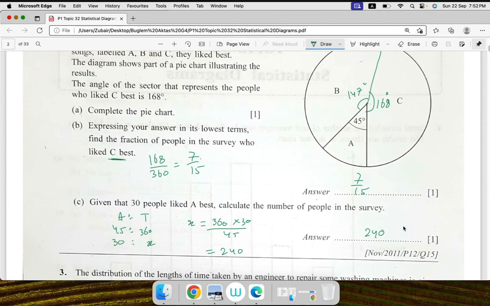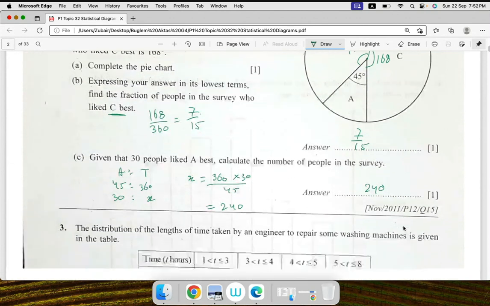So 45 to 360, 30 to the total. Yeah. Okay. 45 to 30 and 360 to X. Yep.